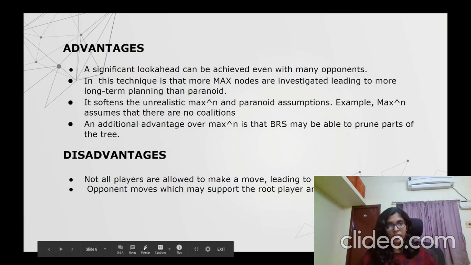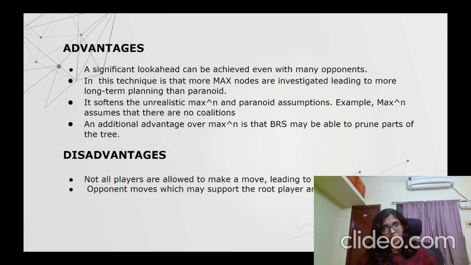What are the advantages we get by this? Because of this technique, a larger number of max nodes are visited and investigated. This gives us a larger look ahead compared to the paranoid algorithm. Also, alpha-beta pruning is possible here, which gives a significant advantage over the Max-N algorithm. And the Max-N and paranoid algorithms have unrealistic assumptions, which are successfully neglected here in the BRS algorithm.